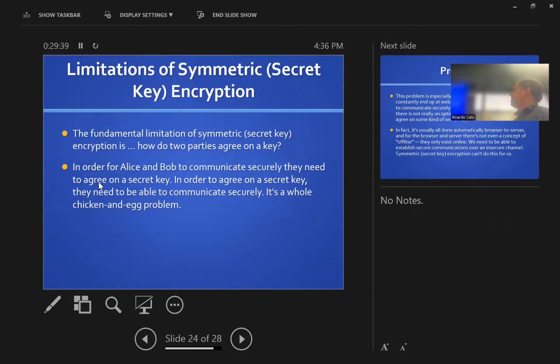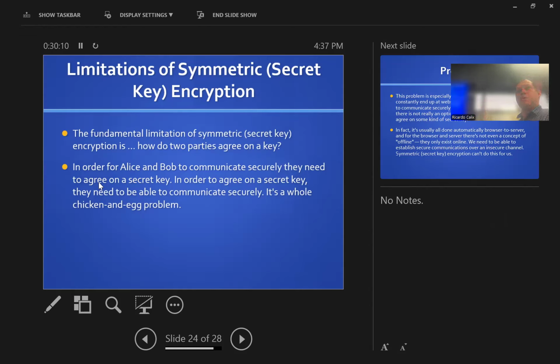Limitations of symmetric secret key encryption, right? This is the block cipher. So you should be aware, what are the limitations? It's pretty good at achieving confidentiality. It's actually the preferred method, so it's not like we're going to replace it. AES and all this would still be used to encrypt that movie that you're downloading on Netflix, for instance. So the fundamental limitation of symmetric secret key encryption is, how do two parties agree on the key?